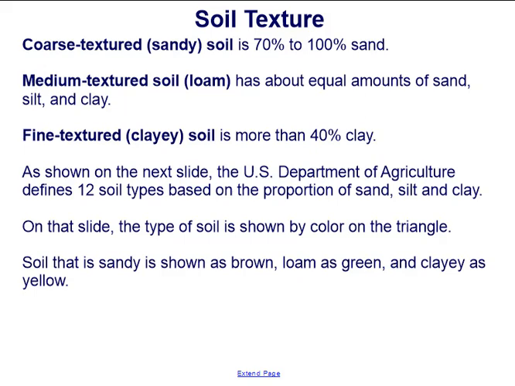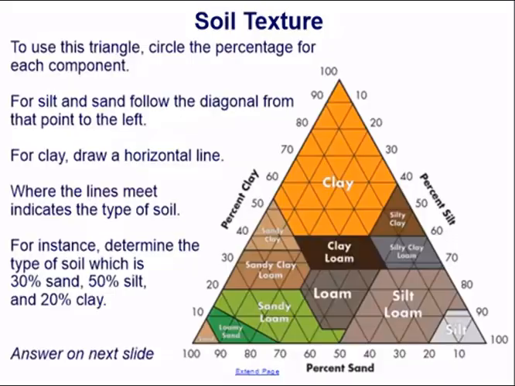As shown on the next slide, the U.S. Department of Agriculture defines 12 soil types based on the proportion of sand, silt, and clay. On that slide, the type of soil is shown by color on the triangle. Soil that is sandy is shown as brown, loam as green, and clayey as yellow.